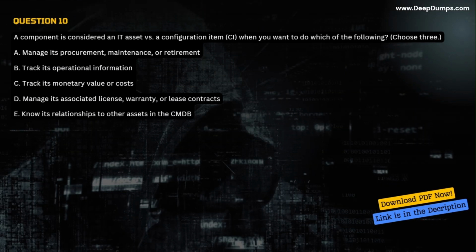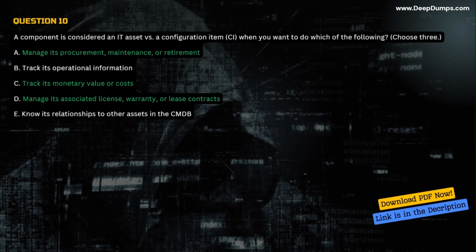Question 10. A component is considered an IT asset versus a configuration item, CI, when you want to do which of the following? Choose 3. A. Manage its procurement, maintenance, or retirement. B. Track its operational information. C. Track its monetary value or costs. D. Manage its associated license, warranty, or lease contracts. E. Know its relationships to other assets in the CMDB. Correct answer A, C, and D.